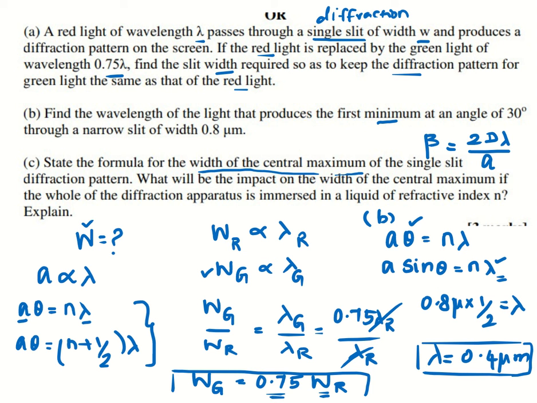Now, what will be the impact on the width of the central maximum if the whole diffraction apparatus is immersed in a liquid of refractive index n? So here you have to use a concept you learned from ray optics. You know that the refractive index and the wavelength are inversely proportional. So if the refractive index is more for some liquid, then lambda will be less. If lambda is less, then the central maximum width also will be less. So that's the answer for C.